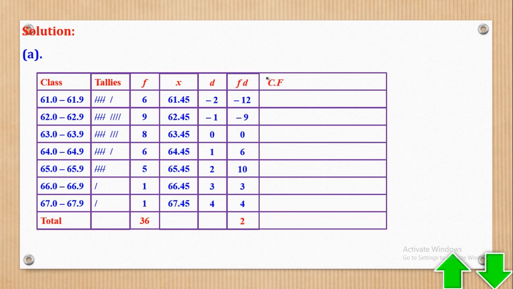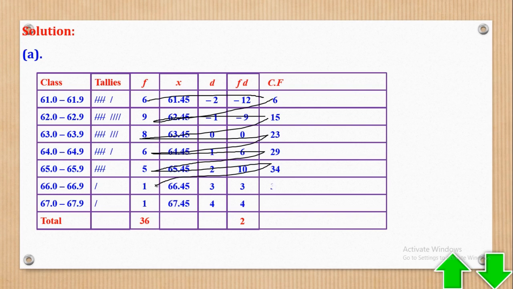the median, so you have to get the column of cumulative frequency. So cumulative frequency, the first value of frequency is what you put here. Then this plus this will get 15. Then 15 plus this you get 23. Then 23 plus this you get 29. 29 plus this you get 34. 34 plus this you get 35. 35 plus this you get 36.